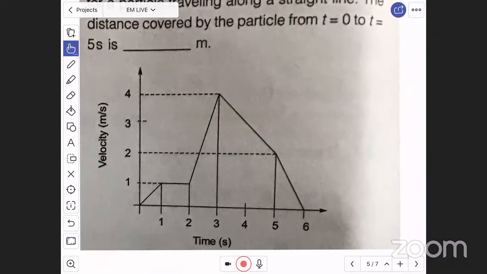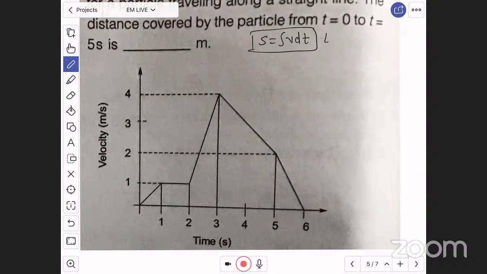एरिया निकालना है, अब इसका कर्व का एरिया निकालना है. अब आपको देखना है, see displacement is nothing but integration of v dt, right? And they are asking from time t is equal to 0 second to t equal to 5 second. That means t1 is equal to 0 second and t2 is equal to 5 second.